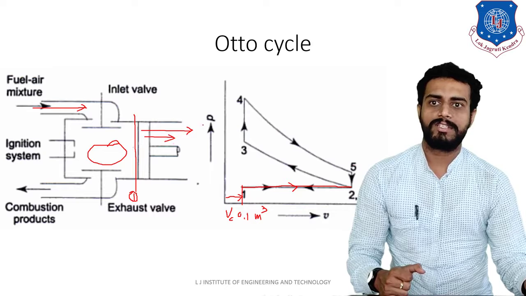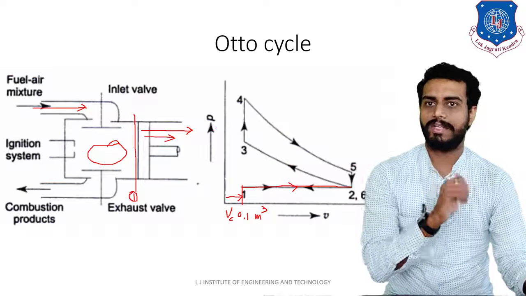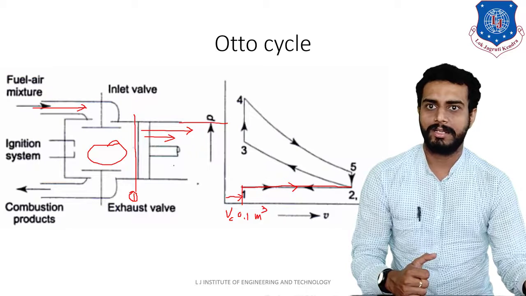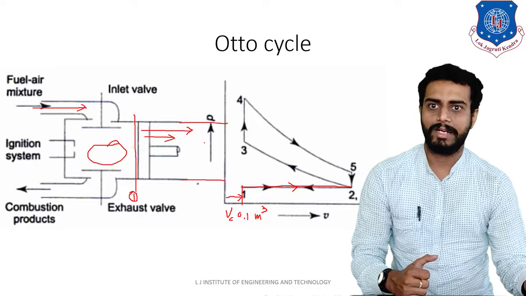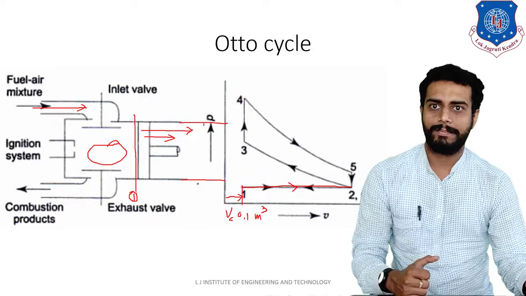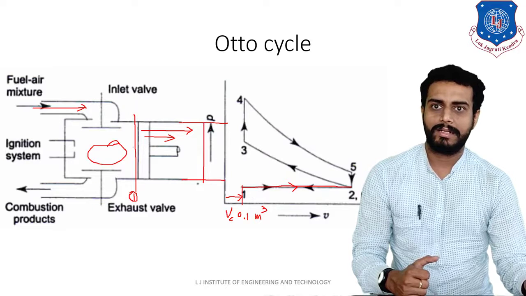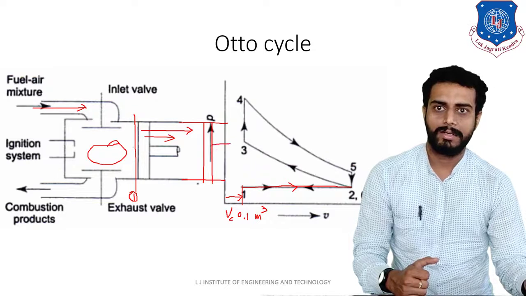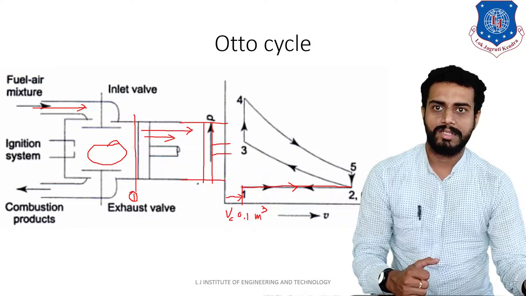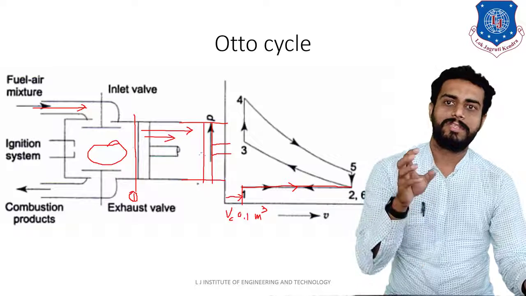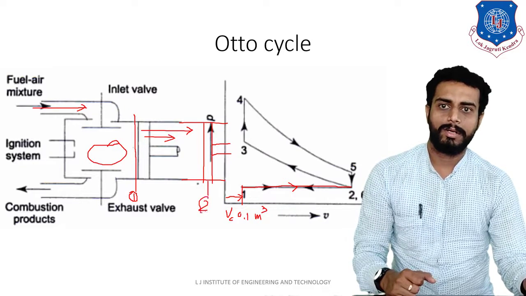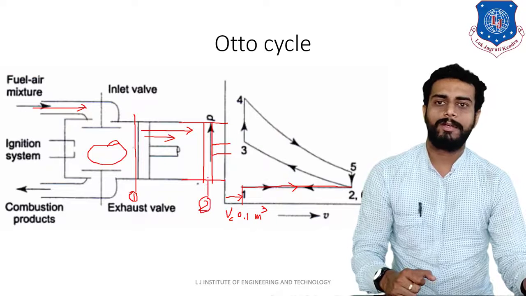So that means this piston will reach the outer dead center. It will be somewhere over here. Let us say, for understanding, let me just complete this cylinder. Let us consider this is our outer dead center, so here will be the piston. So this is the outer dead center. If the piston is over here, that is point number 2.